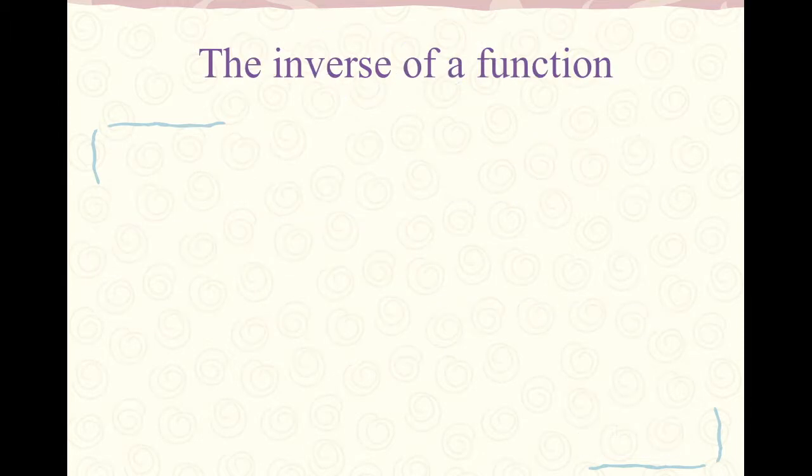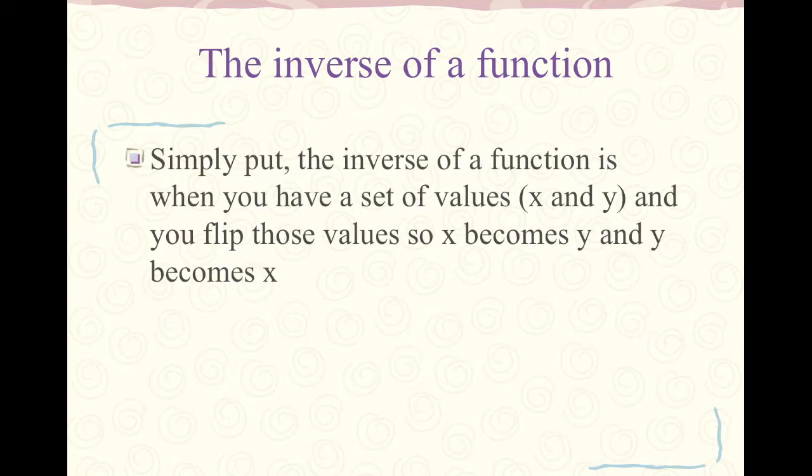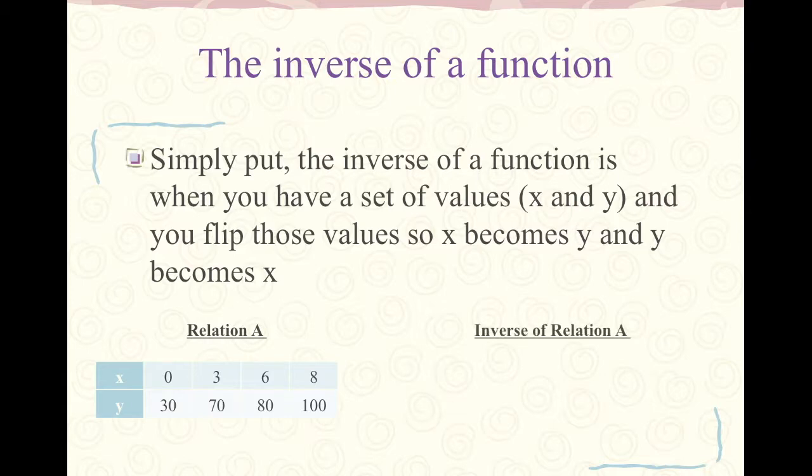Now that you remember what x and y is, independent, dependent, let's talk about what the inverse of a function is, okay? Simply put, very simple. The inverse of a function is when you have a set of values, so you have your x values and you have your y values, and you just flip them. So x becomes y and y becomes x. So here's a relation. You have your x's, you have your y's. Simple, 0, 3, 0s, 3, 7, 0, so on. Okay. The inverse of this relation is when you're literally just taking your y's and putting them in the x box, and you're taking the x's and you're putting them in the y box. So see, literally I'm just flipping them. Okay, that's what the inverse is.